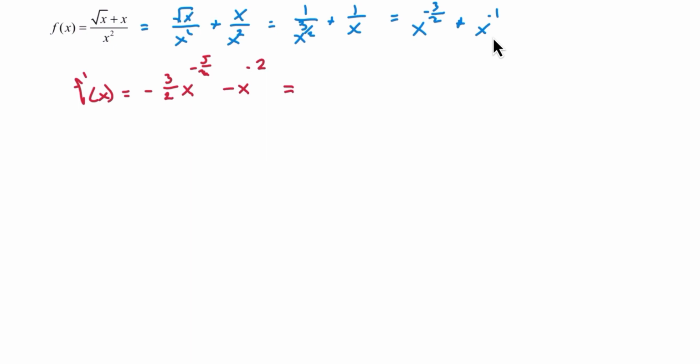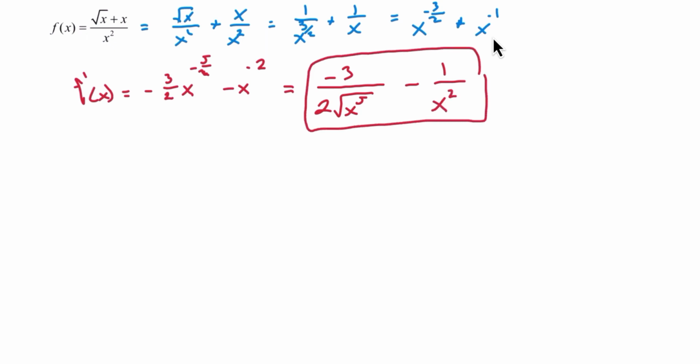Let's keep simplifying to remove the negative powers. In our first term, we get negative 3 over 2 square root of x to the 5th. And our second term, we get negative 1 over x squared. And we have f prime.